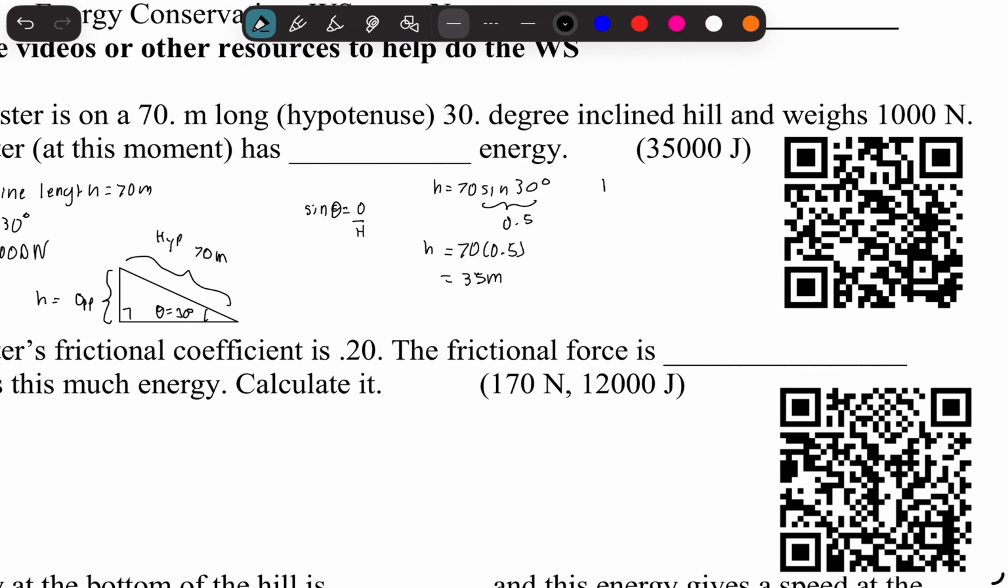Now our potential energy is going to be weight times the height. And the weight we were given was 1,000. And the height that we just found was 35 meters. So the total potential energy is going to be 35,000 joules.